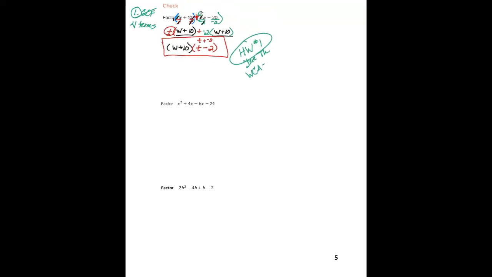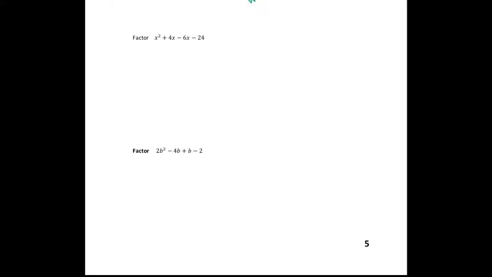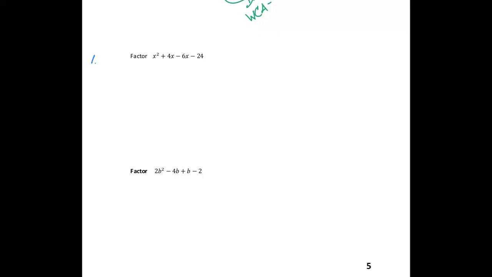Okay, so on page 5, we have 2 more factor by grouping problems to complete. So I will go through those right now. Remember, when it comes to factoring, we always need to check for a greatest common factor first.